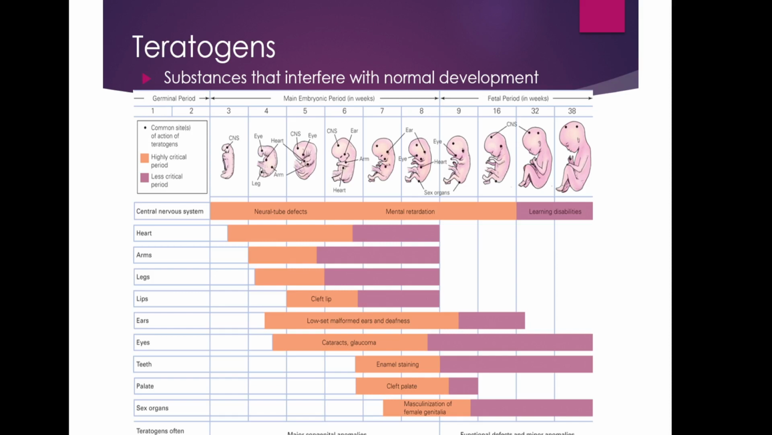Other things that are teratogenic that we know of for sure are things like cocaine. Other stimulants can really interfere with the developing fetus and embryo, and so we want to make sure that we're avoiding things like cocaine, methamphetamines, things like that.